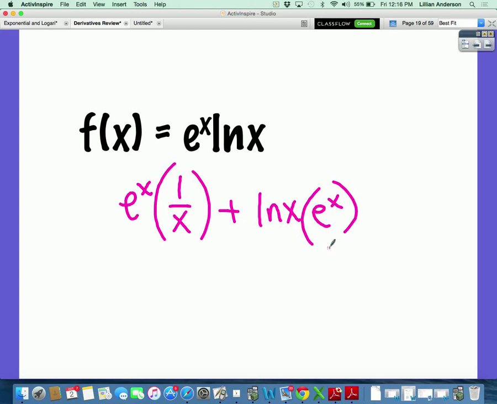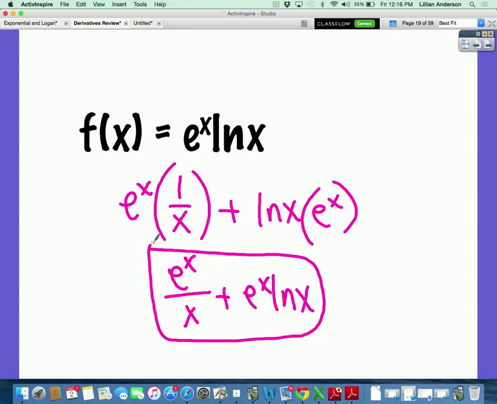Isn't it negative? Oh, product. Quotient is minus. So we have e to the x over x plus e to the x ln of x. Wait, don't those cross out though? Not when it's ln of x. If it was ln e to the x, yes. But now when it's ln x, e to the x, that would be your derivative.